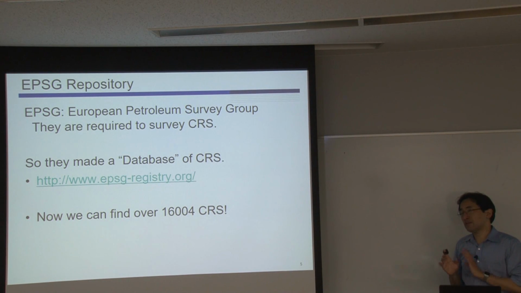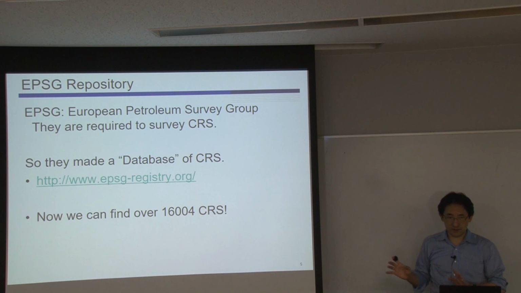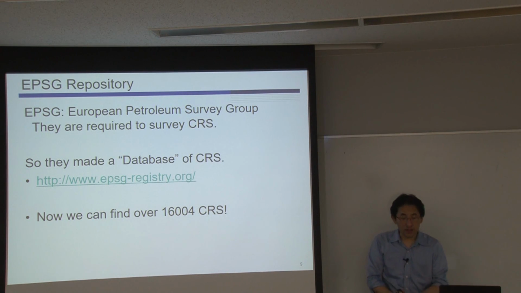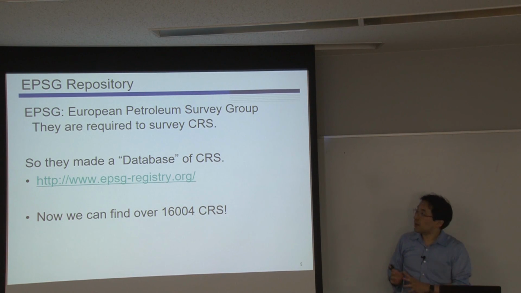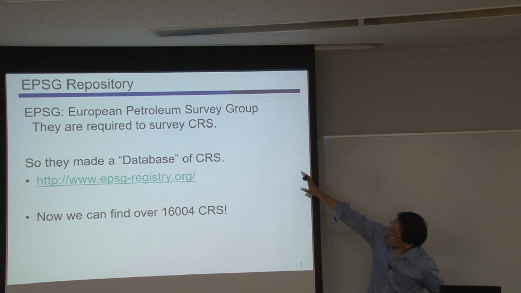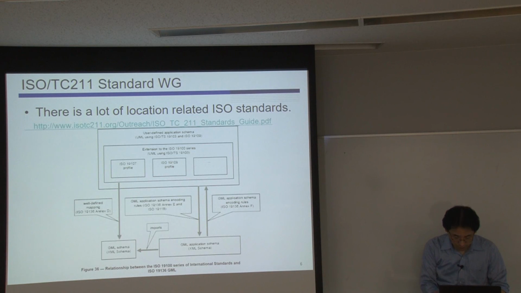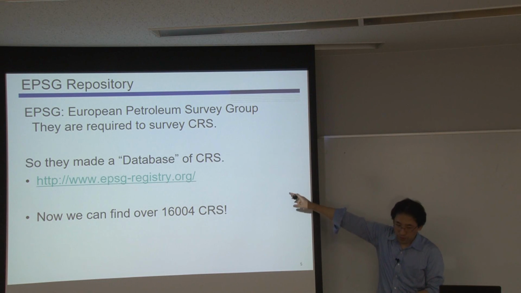To think about these coordinate reference systems, we need some kind of standard for expressing them. So EPSG, the European Petroleum Survey Group, tried to find petroleum in the world, so they needed some kind of standard coordinate reference system. So they defined the EPSG reference, and they have a registry here. Anyway, you can check about CRS from here.